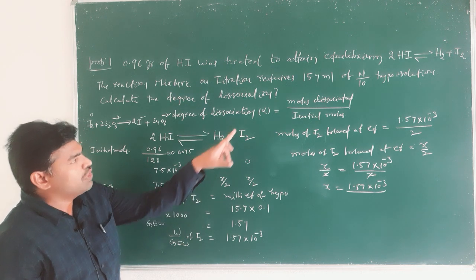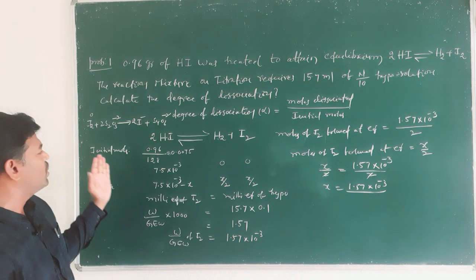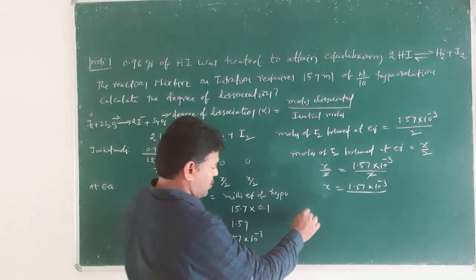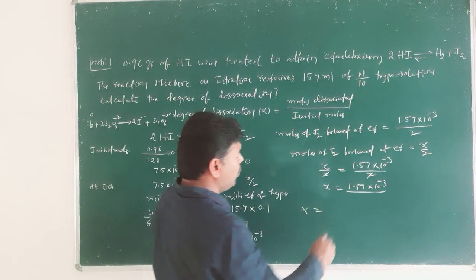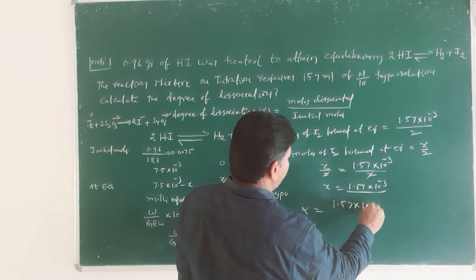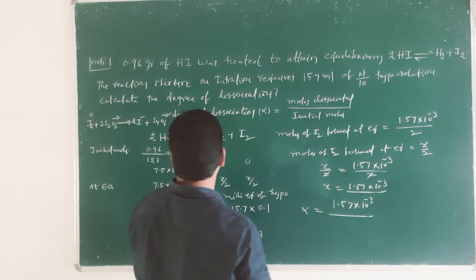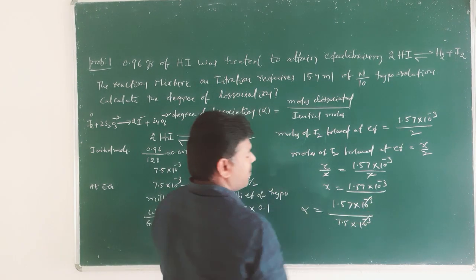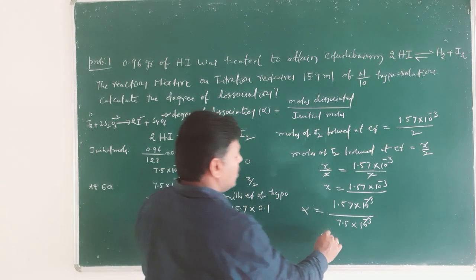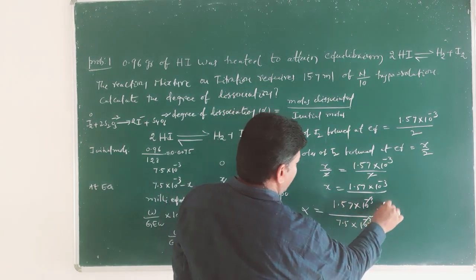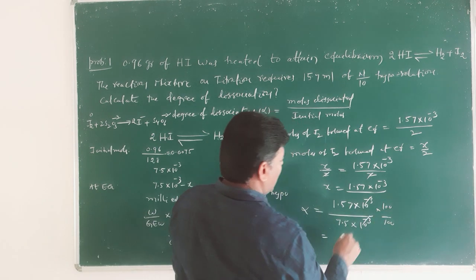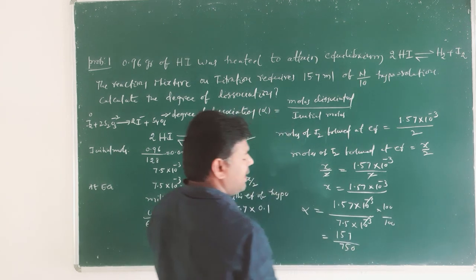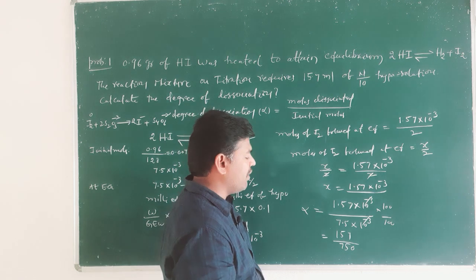We know the moles dissociated, and we know the initial moles. What is the number of initial moles? 7.5 into 10 power minus 3. So degree of dissociation alpha is equal to moles dissociated, 1.57 into 10 power minus 3, by initial moles, 7.5 into 10 power minus 3. The 10 power minus 3 gets cancelled. When multiplying with 100 and 100, that is 157 by 750.